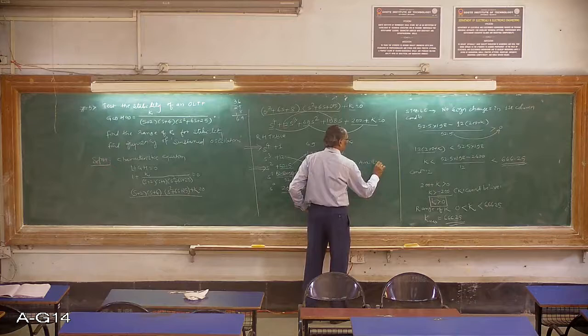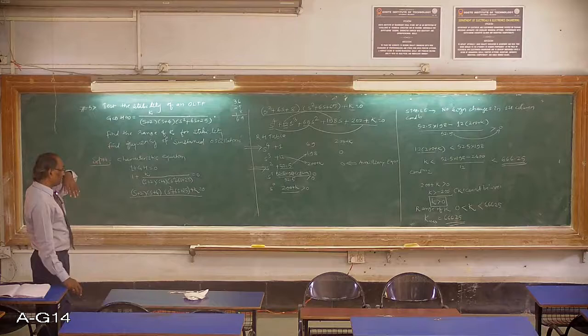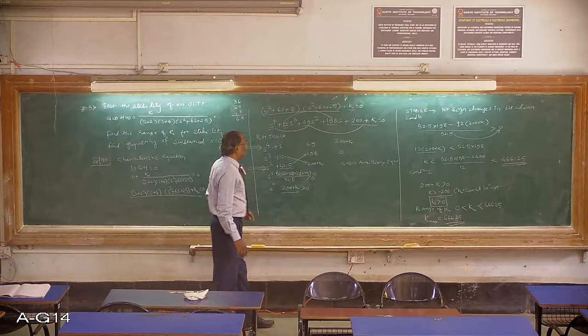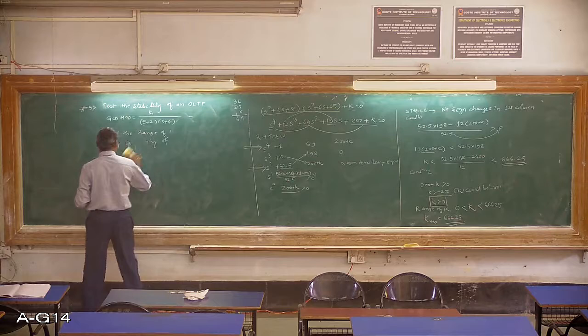There are two methods to find the frequency of sustained oscillations. One is the method by using the auxiliary equation. I will explain how to get the sustained oscillation using auxiliary equations, and I will explain both methods, which will be helpful for you even for the later discussions about root locus.